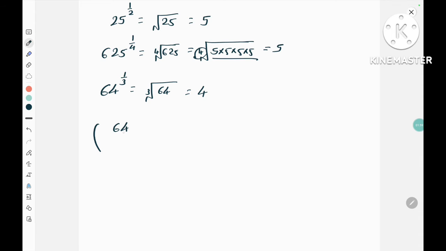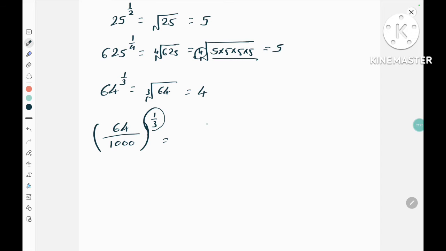Let's say 64 over 1000 to the power of 1/3. Okay, if we have something in a fraction form and it has a power, but that power is outside the bracket, it means both things have the same power. Numerator and denominator both belong to that power. 1/3 belongs to the numerator and denominator.